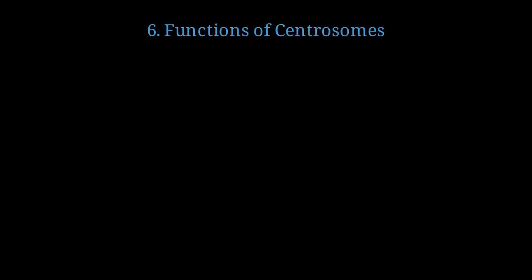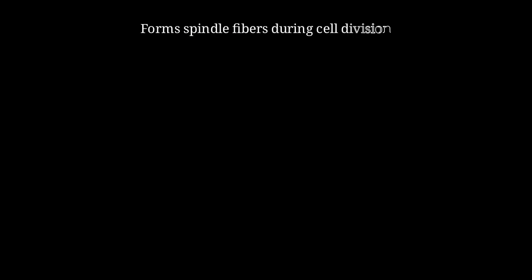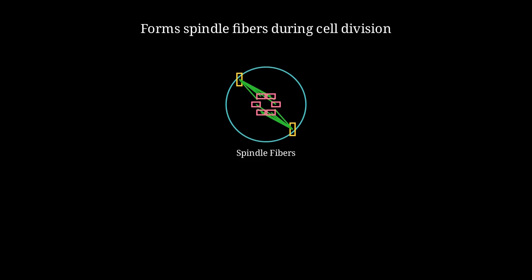Centrosomes play a vital role in cell division. Centrosomes serve as the main organizing center for microtubules, the cell's structural framework. During cell division, centrosomes move to opposite ends of the cell and form spindle fibers. Spindle fibers extend from each centrosome to the chromosomes, pulling them apart during cell division.